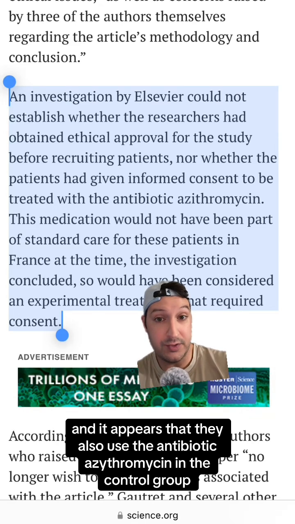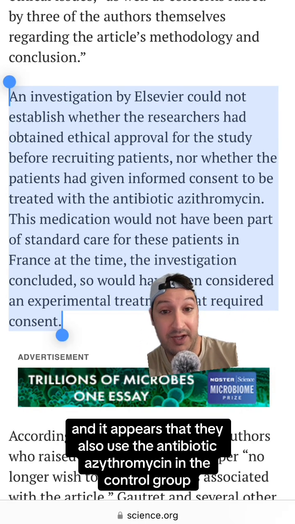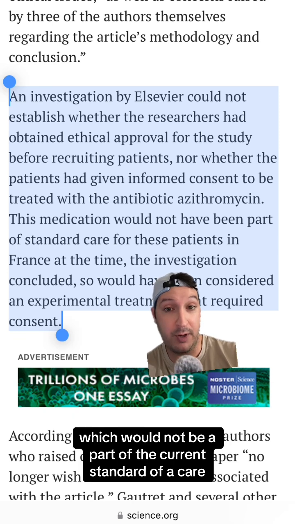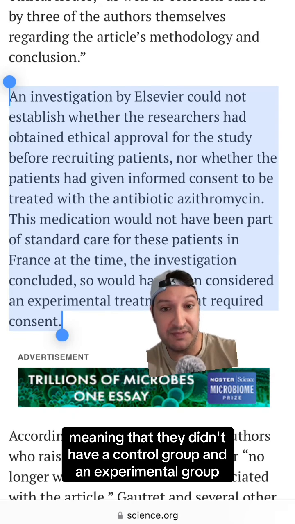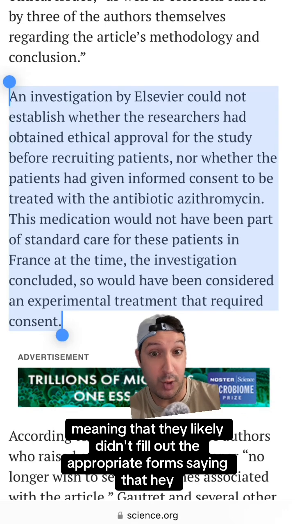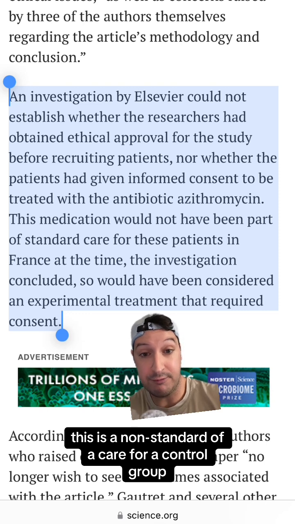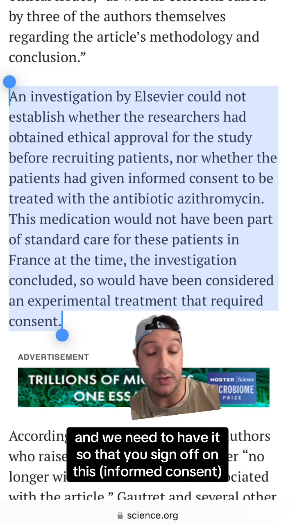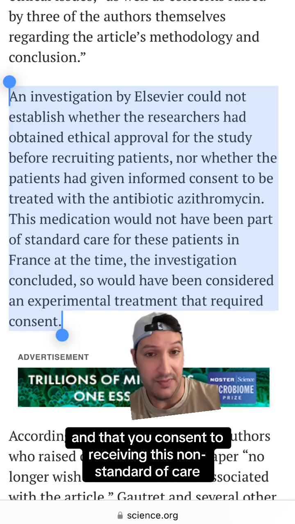It appears that they also used the antibiotic azithromycin in the control group, which would not be a part of the current standard of care, meaning that they didn't have a control group and experimental group, but they had 2 experimental groups. Meaning that they likely didn't fill out the appropriate forms, saying that, hey, this is a non-standard of care for our control group, and we need to have it so that you sign off on this, and that you consent to receiving this non-standard of care.